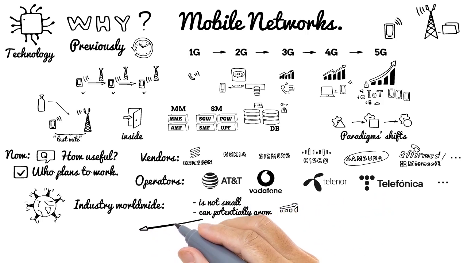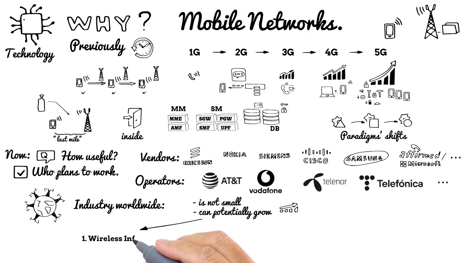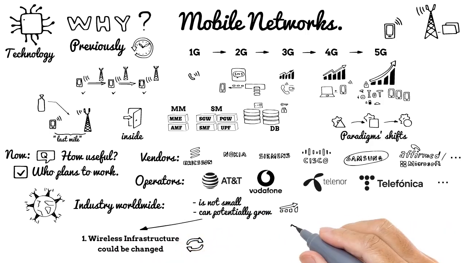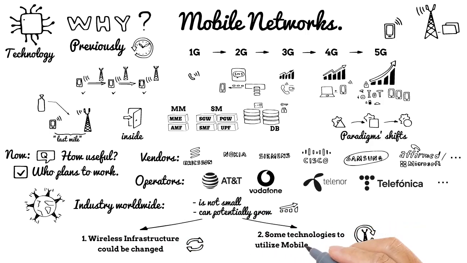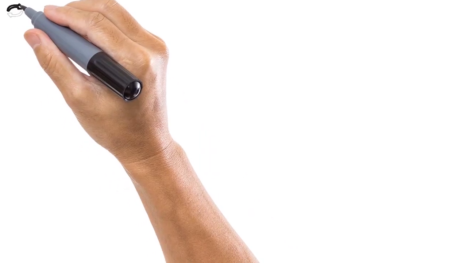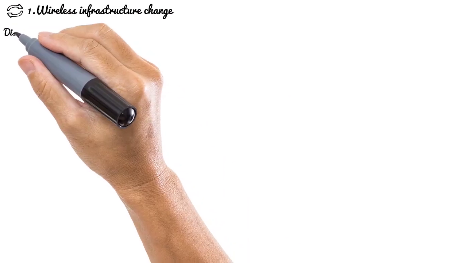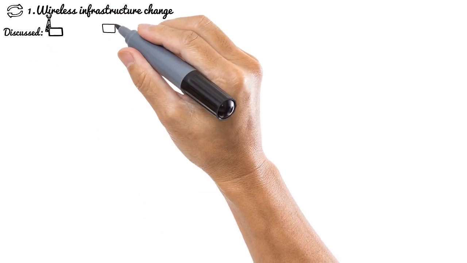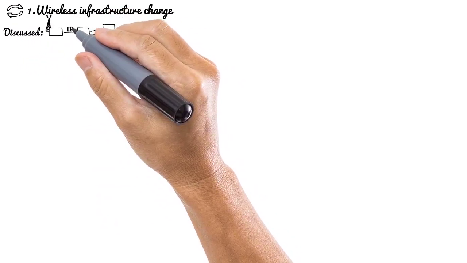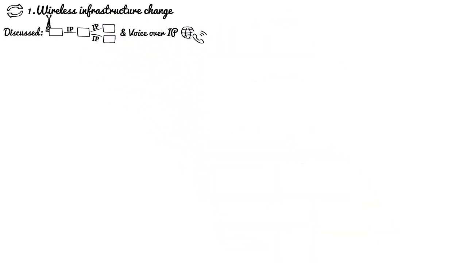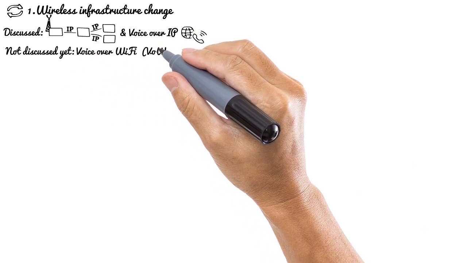The first aspect is that wireless infrastructure itself could be changed. And the second aspect, some convergence, simultaneous technologies could be used naturally utilizing mobile networks. Let's briefly discuss a few examples about it. Let's start with the first aspect. A couple of serious improvements which we discussed in the What Mobile Networks videos, unification of IP-based transport and voice over IP, brought a new improvement, which we haven't discussed yet, voice over Wi-Fi.